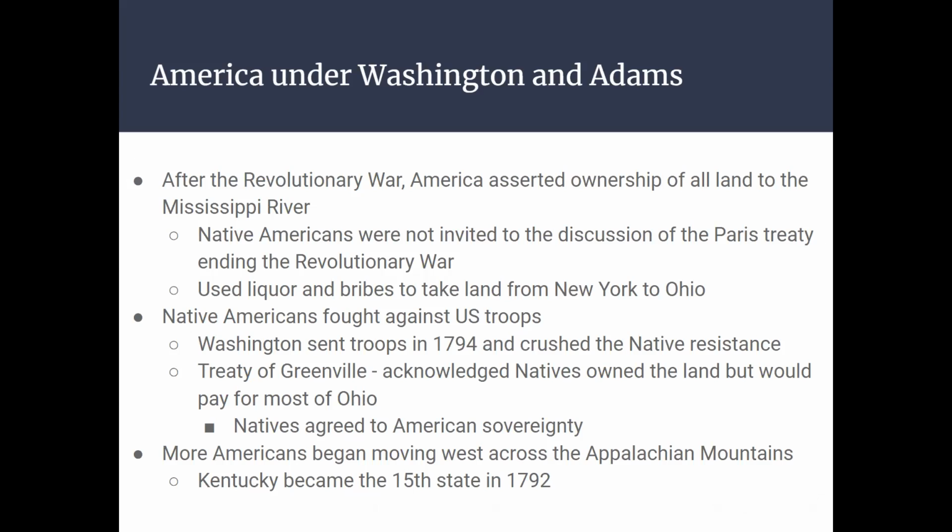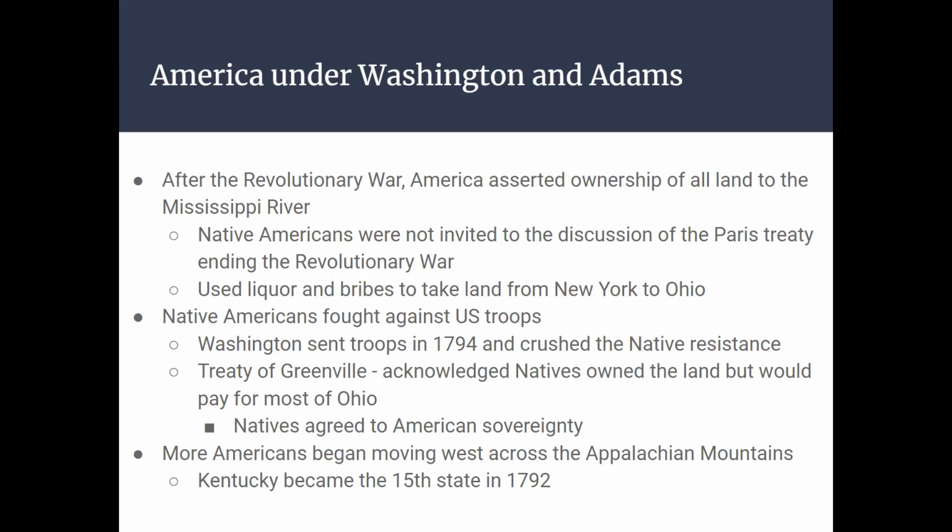Now, after the Revolutionary War, America said that they owned all the land all the way to the Mississippi River. Now, while we were negotiating the end of the war in Paris and creating a treaty with Great Britain, Native Americans were not invited. We know from previous chapters that the United States or the colonies have been taking land away from Native Americans for quite some time now. In some egregious examples, they used liquor and bribes to take away land. And in many cases, Native Americans would fight against U.S. troops or people moving west and encroaching on their traditional lands.